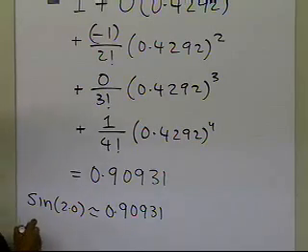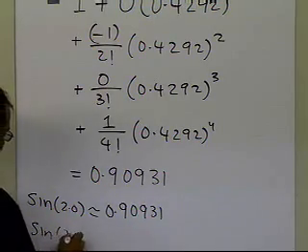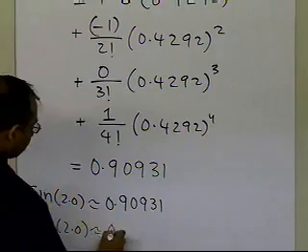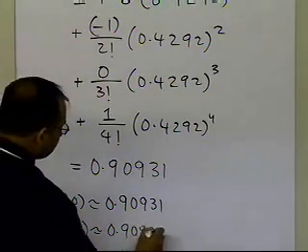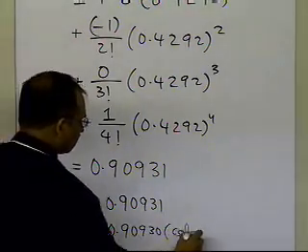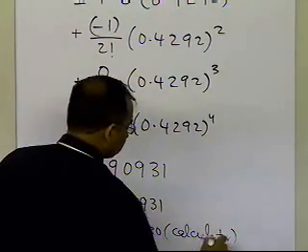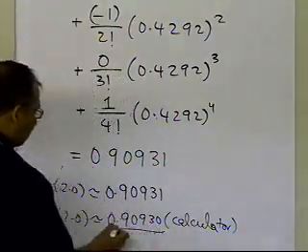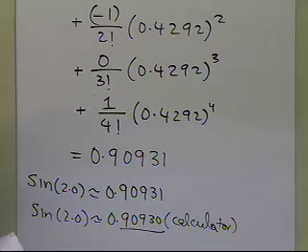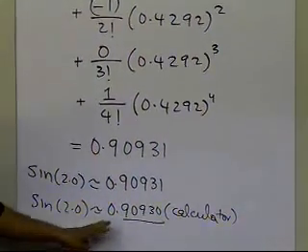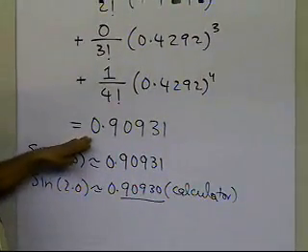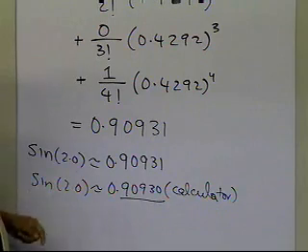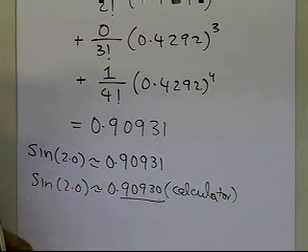However, if you go ahead and punch sine 2.0 radians in your calculator, this is what you're going to get. So this is from your calculator. And what I would say is that this is the exact value of sine of 2.0 up to 5 significant digits. So you can very well see how close you are getting by using simply the first 5 terms of Taylor's theorem to calculate sine of 2.0.